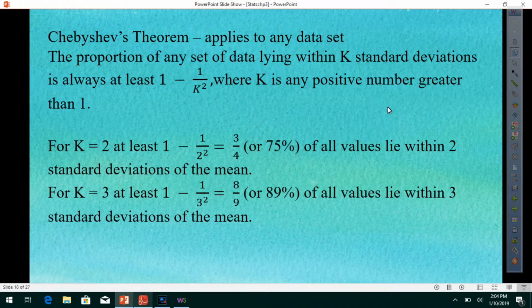For k equals 2, at least 1 minus 1/4, or 3/4, 75% of all data lies within two standard deviations of the mean. And for k equals 3, 89% of all values lie within three standard deviations of the mean. So that's 75% compared to 95%, and 89% compared to 99.7%. All right? So that's Chebyshev's theorem.